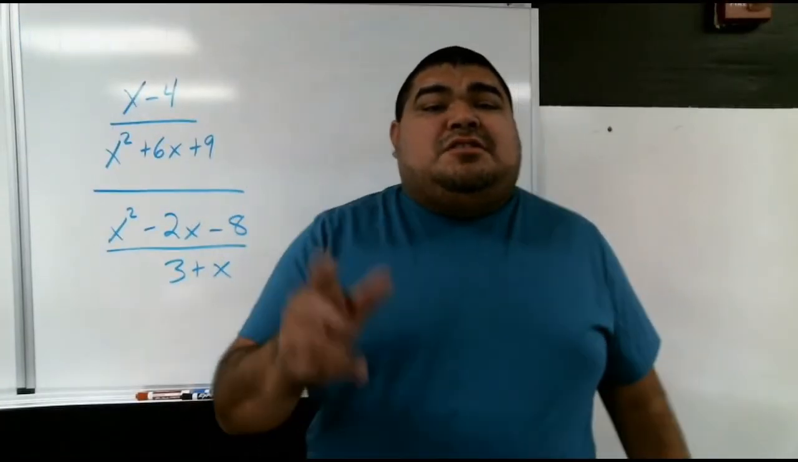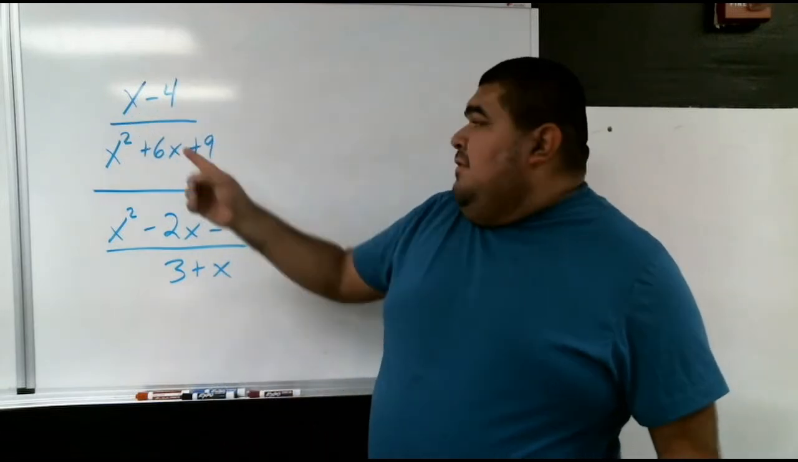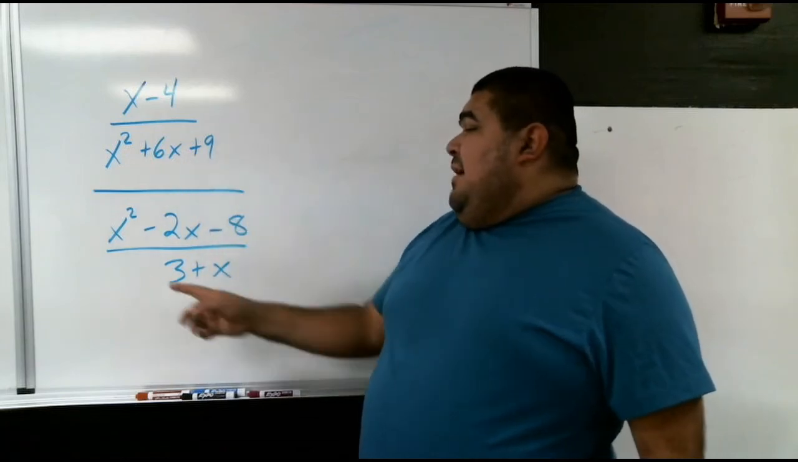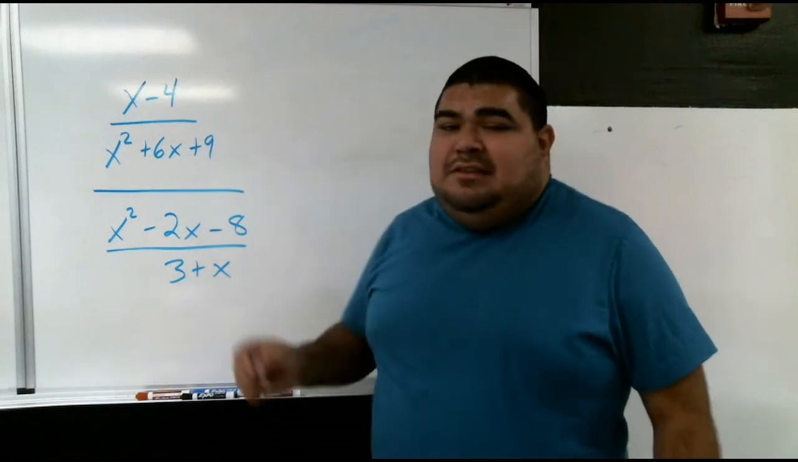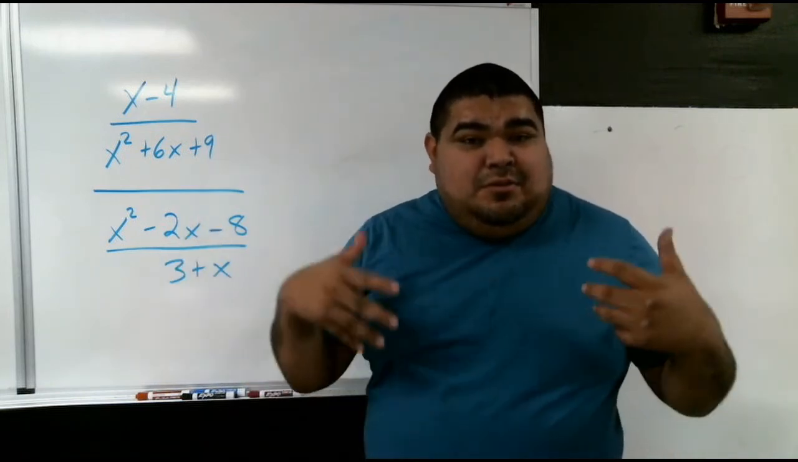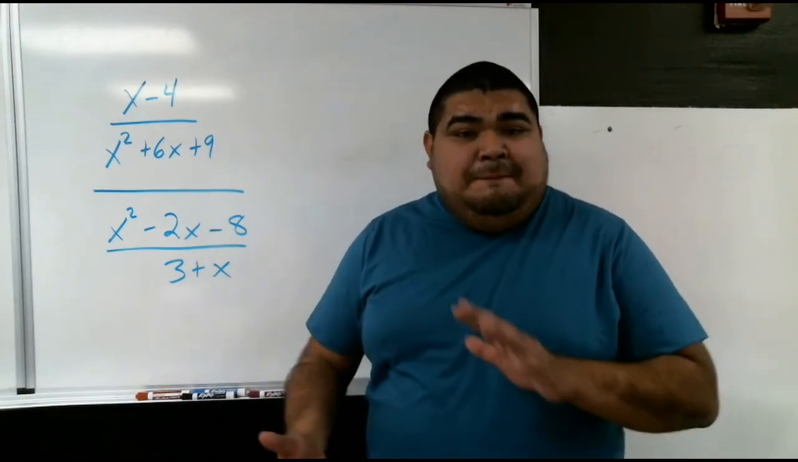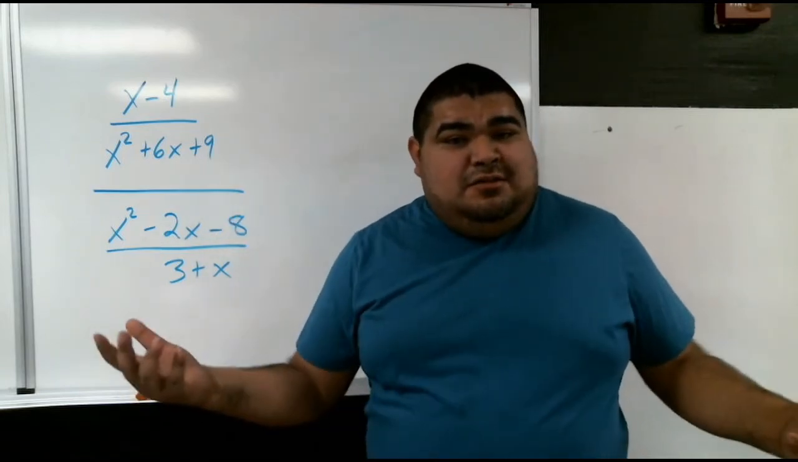For the assignment for today, we have x minus 4 divided by x squared plus 6x plus 9, divided by x squared minus 2x minus 8 divided by 3 plus x. I'm only going to give you one because technically it's really a review, just a more lengthy review. The next step is harder ones. I'm only going to give you one because I know it's lengthy. Plus, again, it's a review.